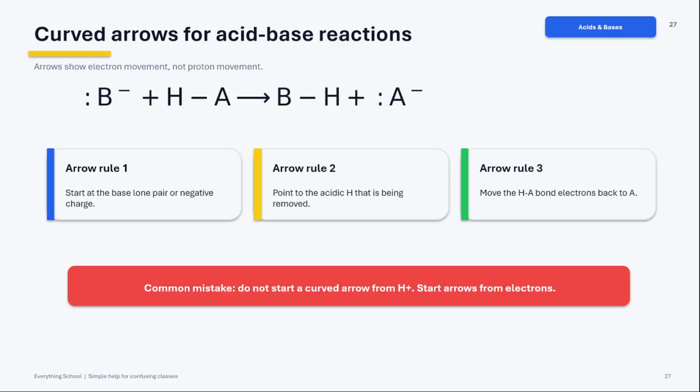The common mistake is listed at the bottom. Do not start a curved arrow from H+. Start arrows from electrons. This is extremely important for mechanism drawing. A curved arrow is not just showing where atoms go, it shows where electrons go. So always ask, where are the electrons starting?